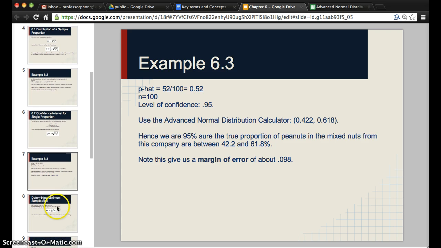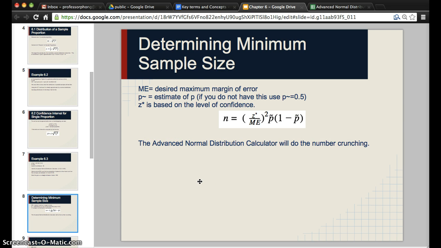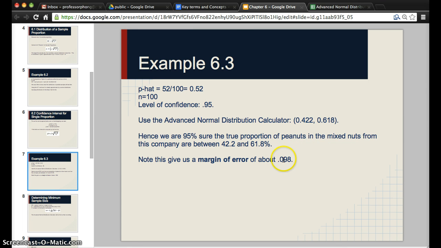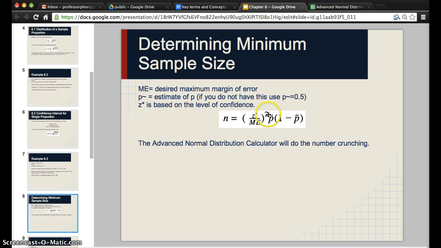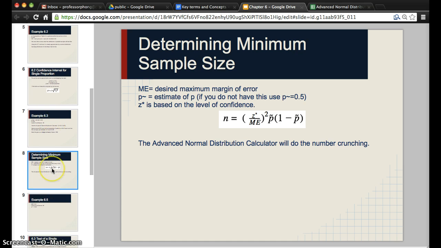Section 6.2 also shows us how to determine a minimum sample size in order to get a requested margin of error. So again, we have about a 10% margin of error here. If we wanted something much smaller, then we need to sample more, and this formula will tell us what to do. Again, the advanced normal distribution calculator will do the number crunching for us. But we do need to know what our requested margin of error is and some proposed proportion or estimate of the true proportion, and then z star is based on the level of confidence.